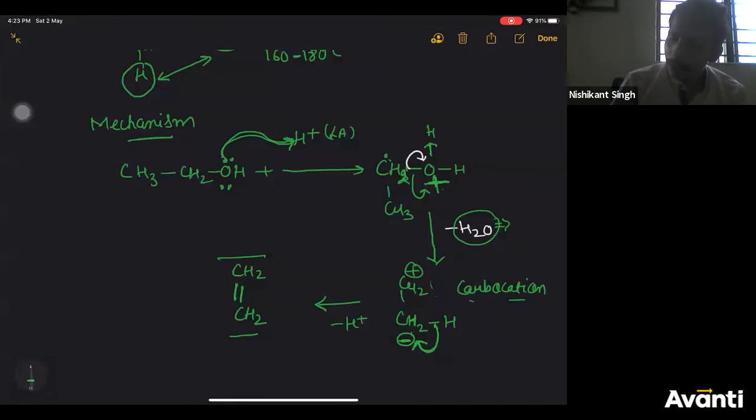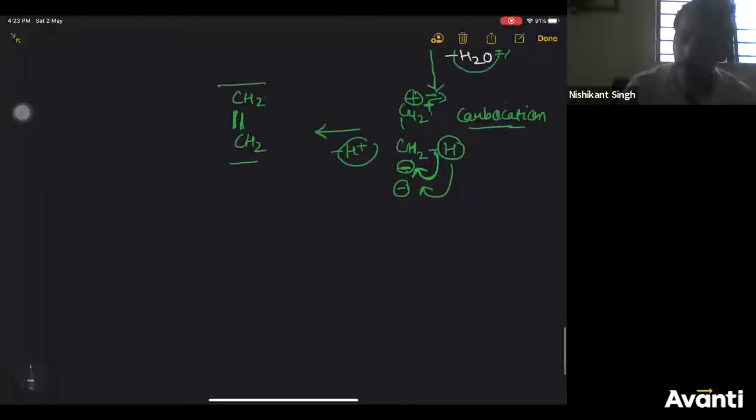Now this carbocation: if this carbon is having positive, the next carbon should be negative. Therefore, this bond will break like this. H plus is released. The carbon gets a negative charge. Negative and positive will combine with each other to form a double bond. All right. So I hope it is clear now, Pritesh.